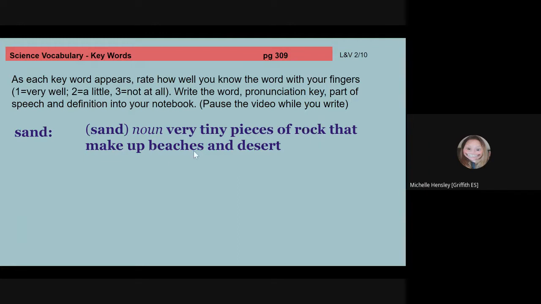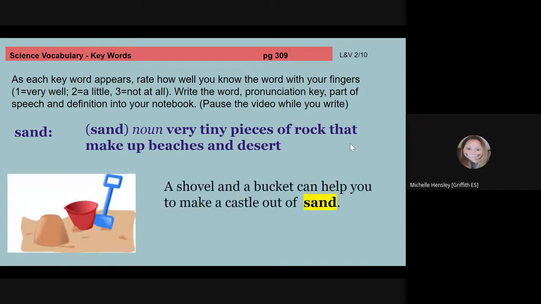And the beach sand, the sand on beaches, is made up from the waves beating against the shore, and it breaks the rocks down over time. The sand in the desert, a lot of that comes about because of wear and tear on the rocks from the wind and the occasional rain we get. Right? Sand, tiny, tiny pieces of rock that make up beaches and desert.